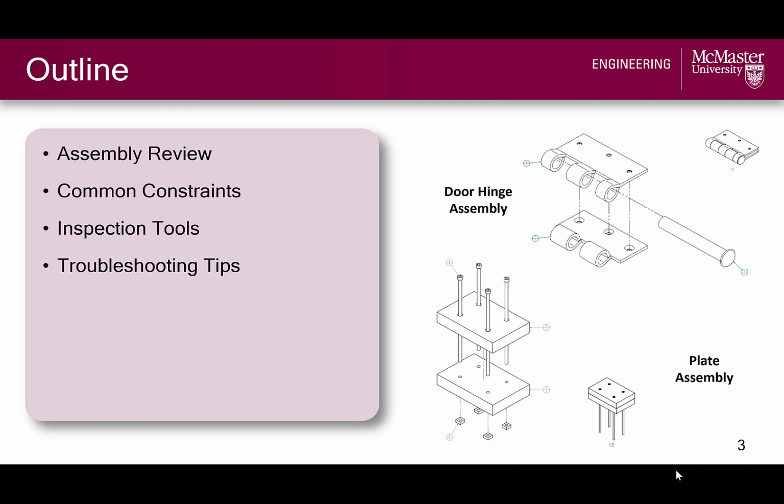Doing so involves applying constraints to remove the solid model's degrees of freedom and to obtain the desired arrangement and interaction of parts within our assembly. So we will talk about this in addition to some inspection tools that can prove useful in making assemblies. We'll consider this door hinge as an example throughout this video, and this video will be followed up by another short example of the second assembly shown on this slide.